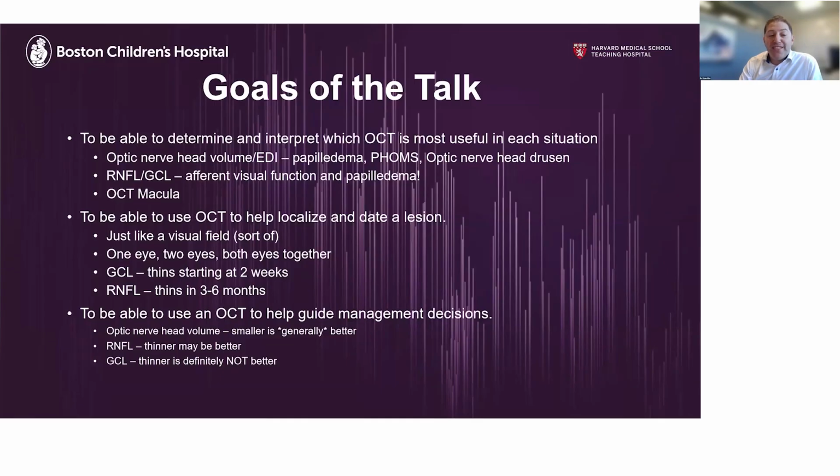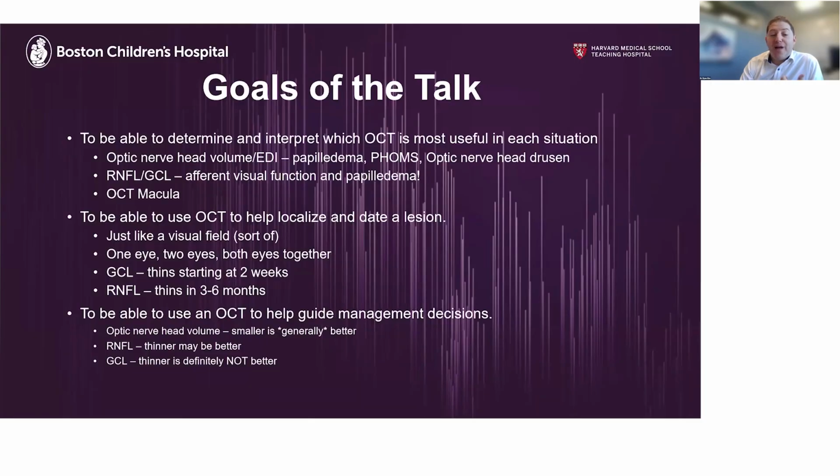OCT can help us localize and date a lesion. It's kind of like a visual field. Is it a one-eye problem, optic nerve, before optic chiasm, or a two-eye problem behind the optic chiasm? The GCL starts to thin in 2 weeks. So if you start seeing GCL thinning but haven't seen RNFL thinning, it kind of gives you a timeline as to when things started. RNFL starts to thin at 3 to 6 months. The one caveat being if you have a direct traumatic optic neuropathy or some kind of acute insult, it will thin faster.